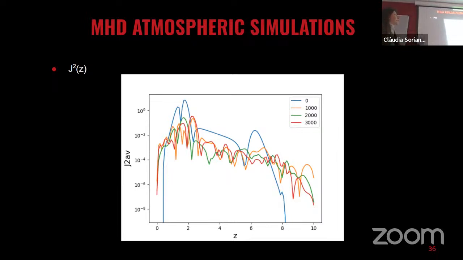Here, more or less, the currents have an order of magnitude of 10 to the minus 1. I didn't mention this before, but all these magnitudes are nondimensional. At the beginning of the simulation, we change all the variables and adapt them to be nondimensional, fixing three of them, the temperature, the gravity, and the molecular mass of the planet, which give all the others.